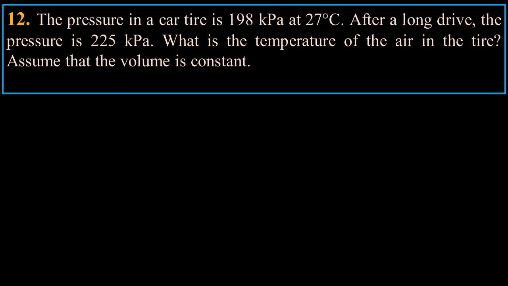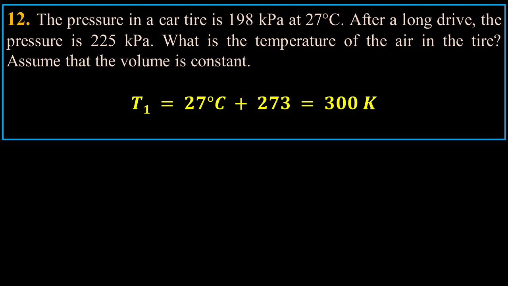The pressure in a car tire is 198 kilopascals at 27 degrees Celsius. After a long drive, the pressure is 225 kilopascals. What is the temperature of the air in the tire? Assume that the volume is constant. Volume constant, pressure and temperature, Gay-Lussac's law. Change 27 degrees Celsius to Kelvin by adding 273. So T1 is 300 Kelvin.